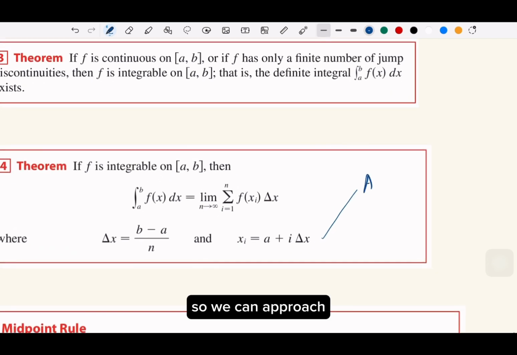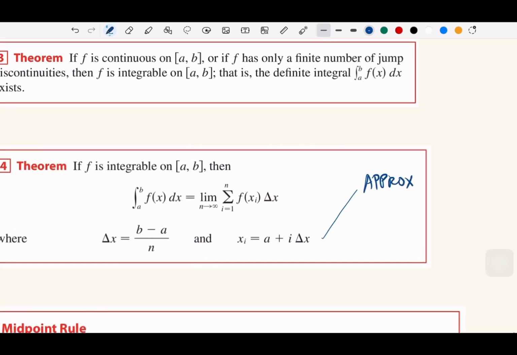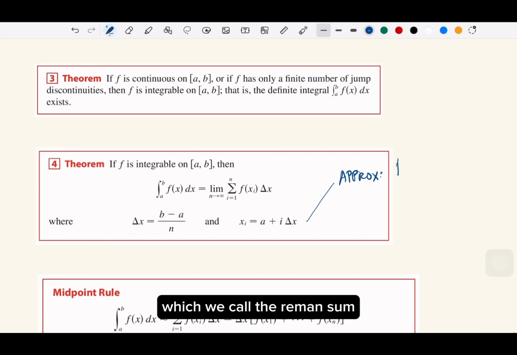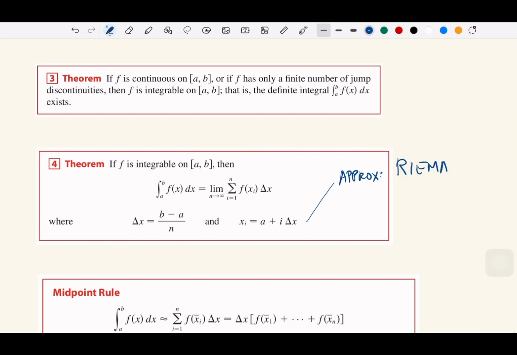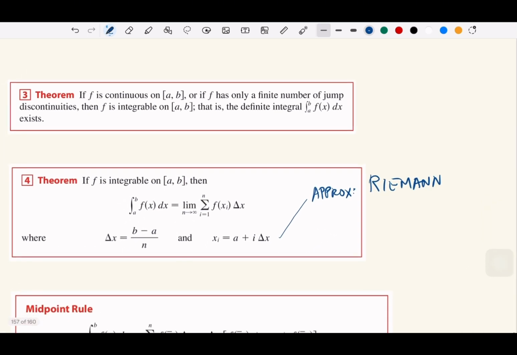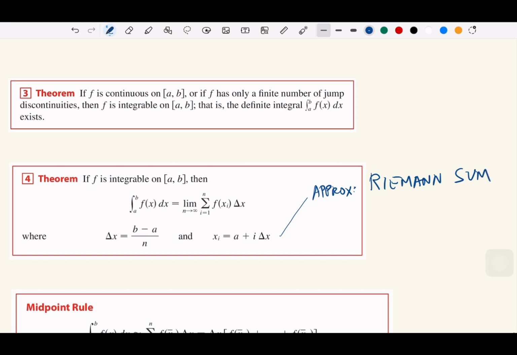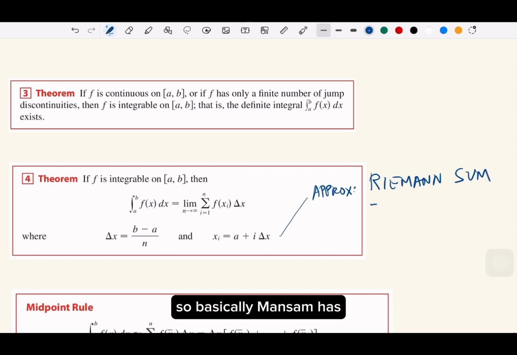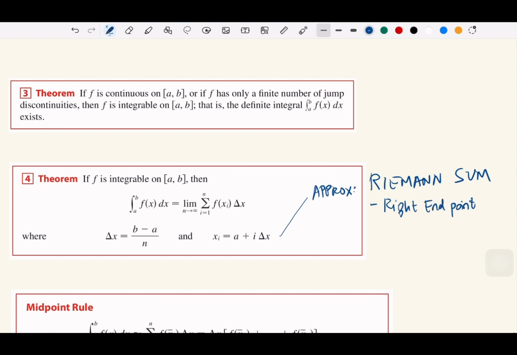So we can approximate, which we call the Riemann sum. Basically, the Riemann sum has at least two methods: the right endpoint and the left endpoint.